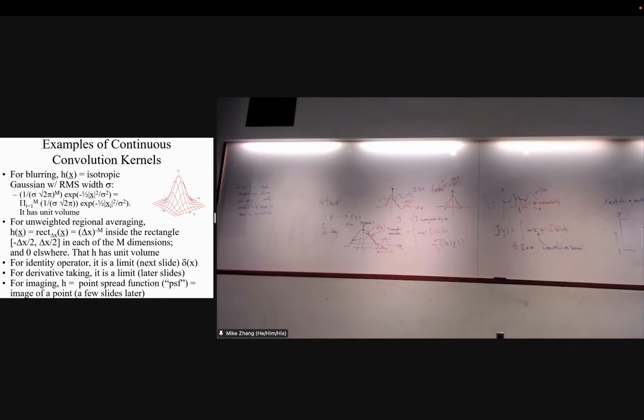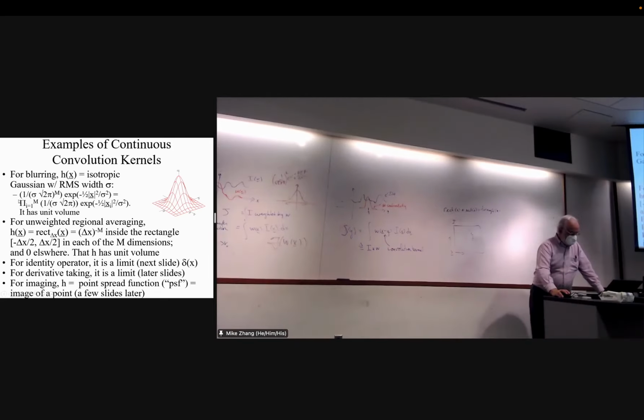So the Gaussian is going to be particularly important to us, so you need to know the formula for a Gaussian. I wrote it on the board. Here it is in the slide. If m is the dimension, we have an isotropic Gaussian, then it's 1 over sigma root 2 pi all to the mth power times this function e to the minus a half x squared over sigma squared.